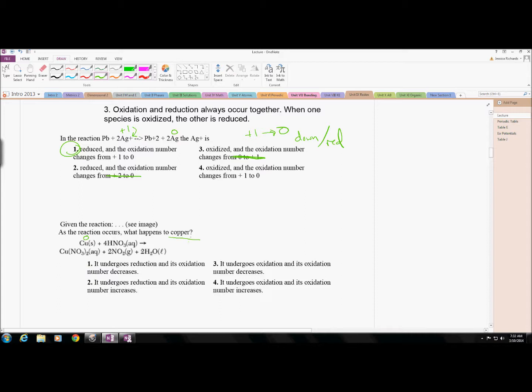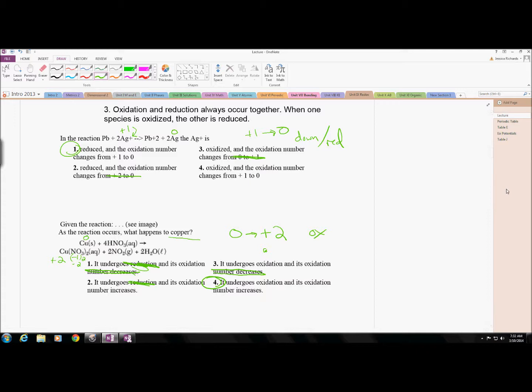If each of these nitrates is -1 and there are 2 of them, then this copper must have a charge of +2. So my copper is going from 0 to +2. His number is going up. So anything that says his oxidation number decreases will be wrong, and we can get rid of it. If the number is going up, he must be losing electrons. Oxidation is a loss. If the number goes up, he's being oxidized. So it undergoes not reduction, but oxidation, and that leaves us with choice number 4.